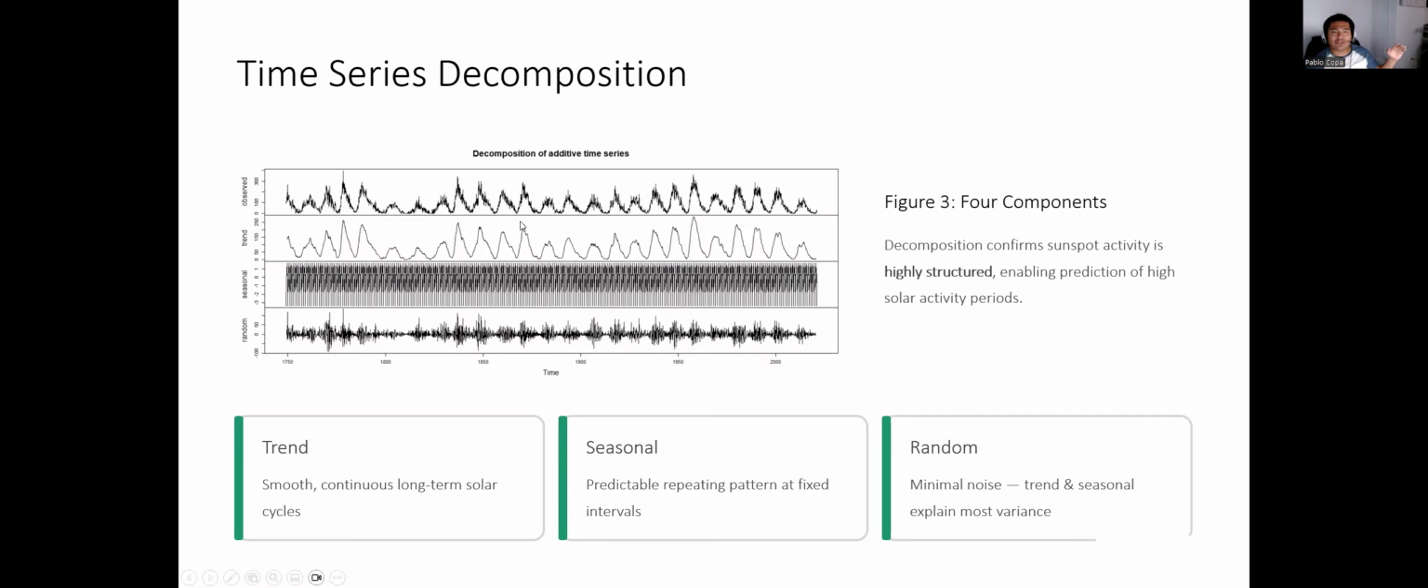The observed part shows the original data. The trend shows the longer term movement of sunspot activity. The seasonal component shows repeated patterns, as you guys can see, and the random component shows variation that is not explained by the other parts.